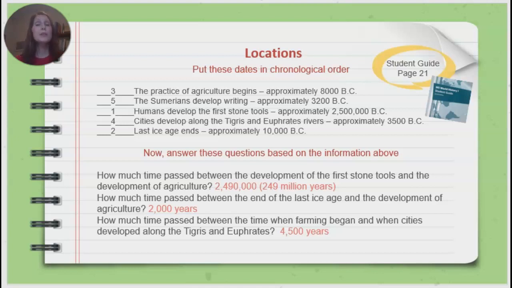So if we take a look at this, you can go ahead and pause the video again and you can fill in your chart, or you can check to make sure that you have it correct. It's chronologically ordered 1, 2, 3, 4, 5, all the way up. And then the questions below, how much time has passed between the development of the first stone tools and the development of agriculture? Simple math, you just take that number minus the other number, and the answers are there.